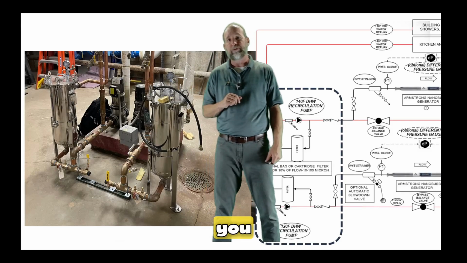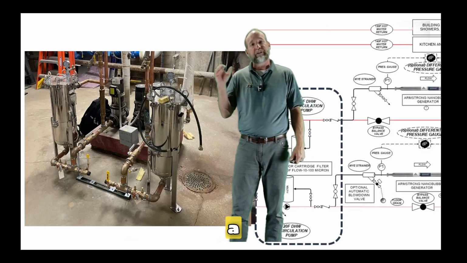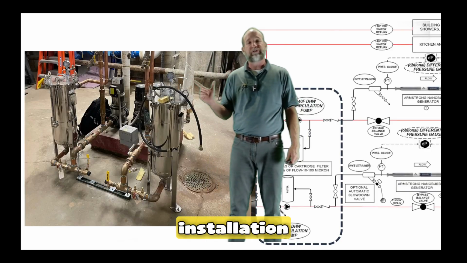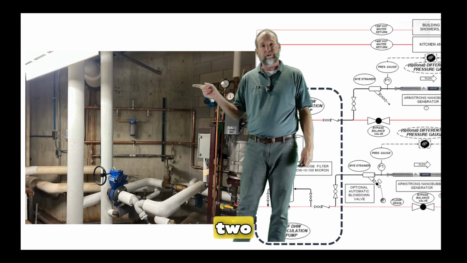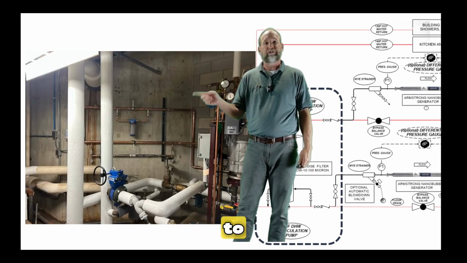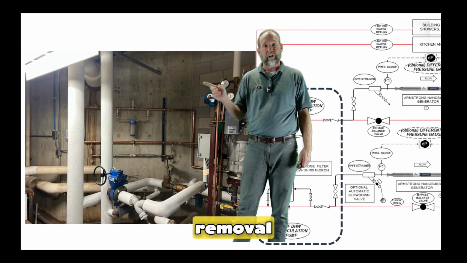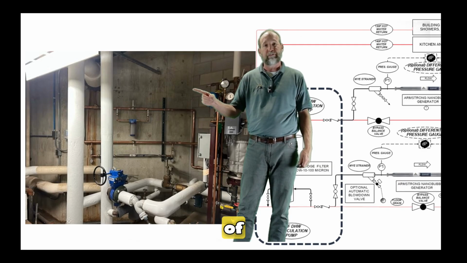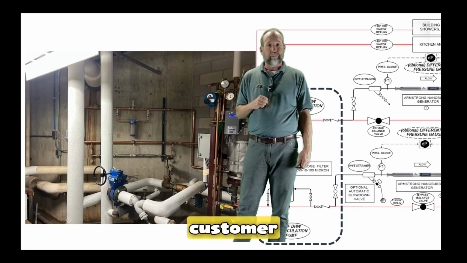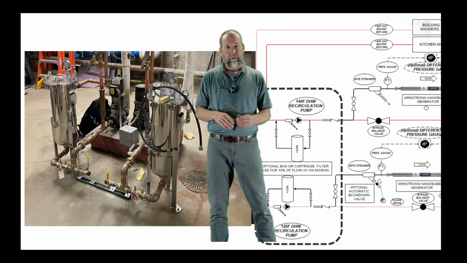One thing I want to remind you of is that when we do a delayed billing or a trial installation or something like that, you must install one of these two types of filters in the system, okay? This is the easiest place for us to observe the scale removal, right at the filter, because we can pull those out, examine them, take pictures of them, and that's a way to show the customer that they are removing scale, okay?